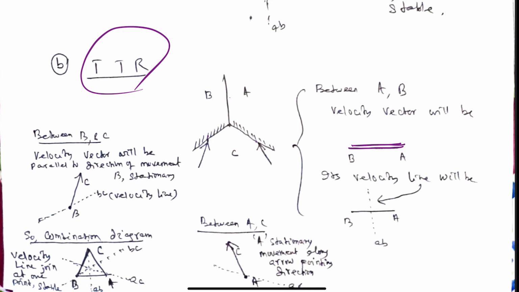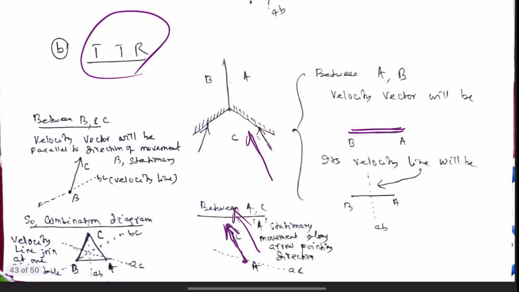And if it is moving along this direction, A is stationary, C is moving and the direction of movement is along this direction. So A is stationary, movement is along C direction, AC. This is a vector.